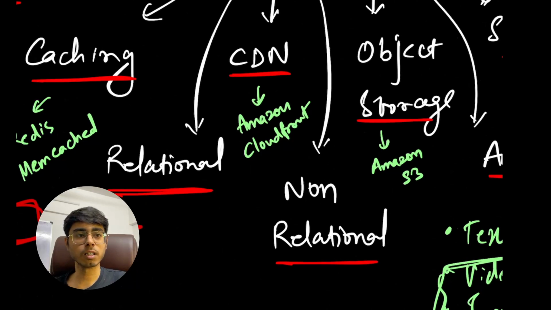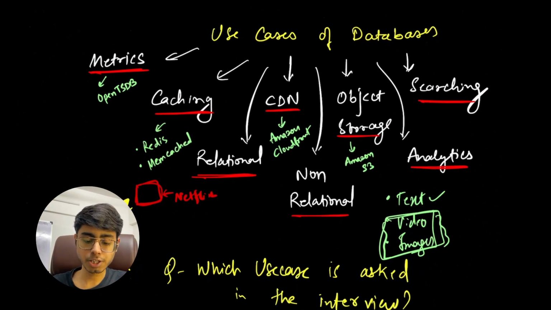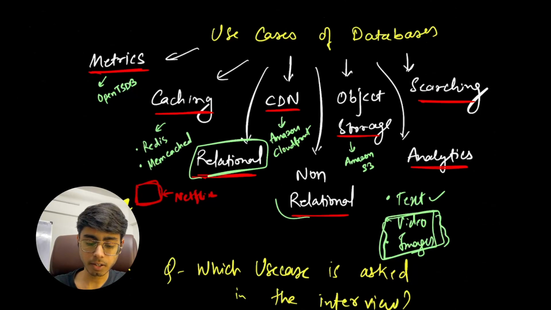This is a famous CDN. Okay, so now we are coming to relational and non-relational databases. We also have searching and analytics, right? I'll come back to it, but first of all, let's understand relational and non-relational databases.